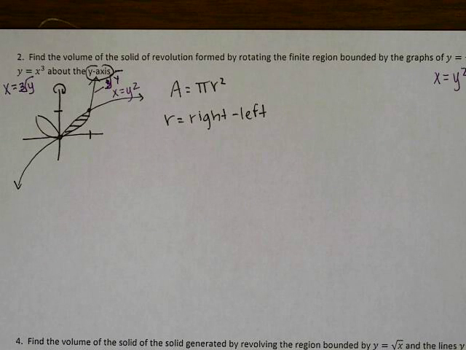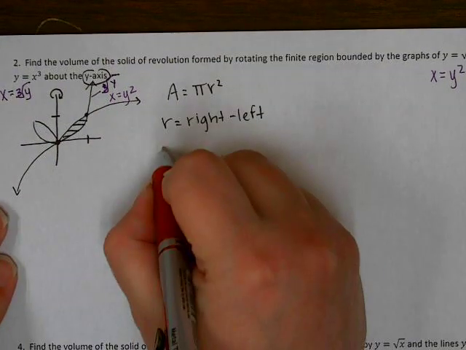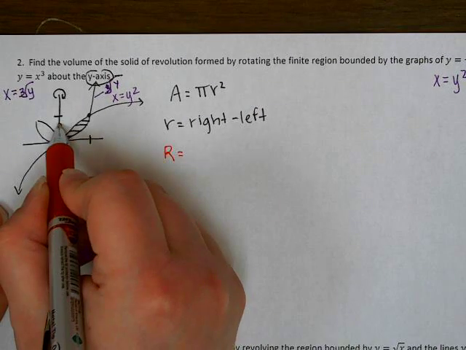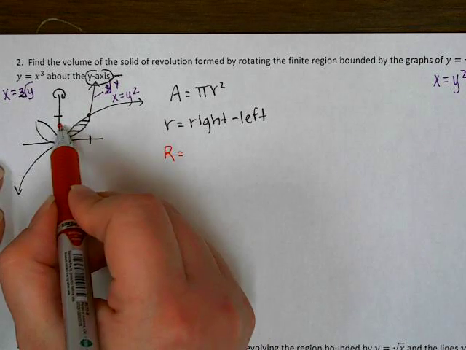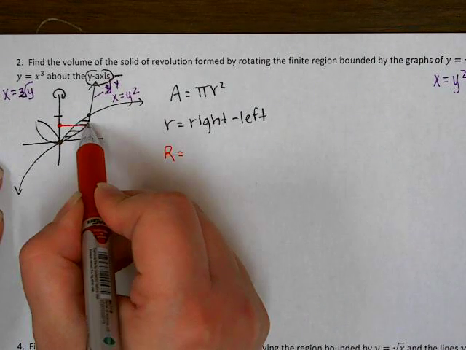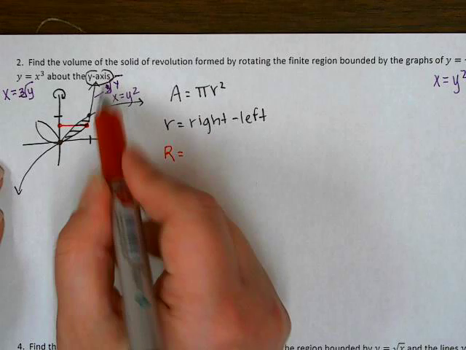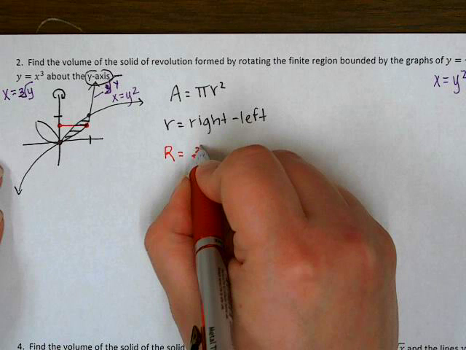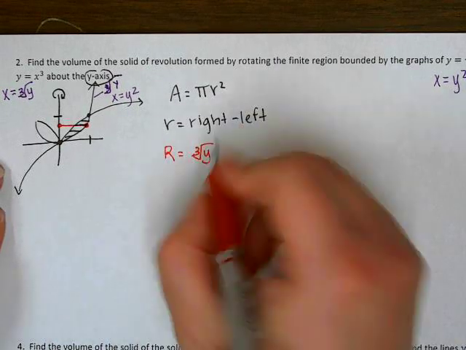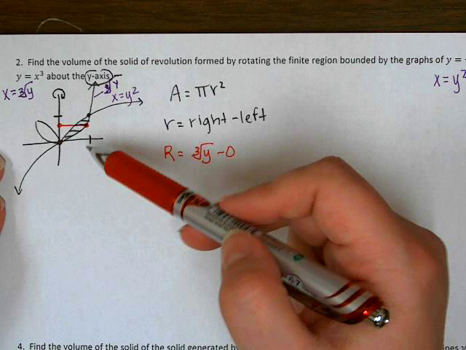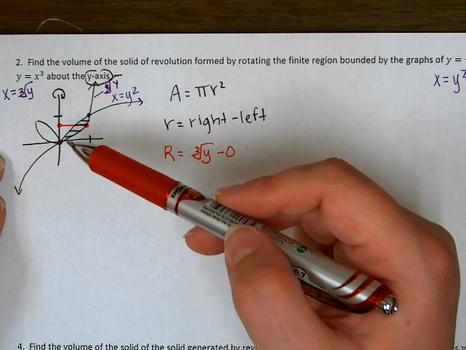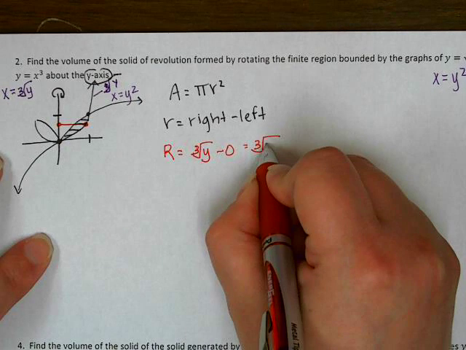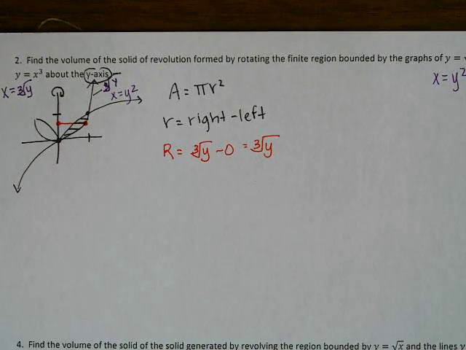Okay, so now I need to find my outer radius. So I'm going to start in the center that I'm rotating about and go all the way to the outside area, which is right here. And so that's that cubed root of y for my right function. And my left function is, what is that called? The y-axis. And so it's 0, which means the outer radius is the cubed root of y.